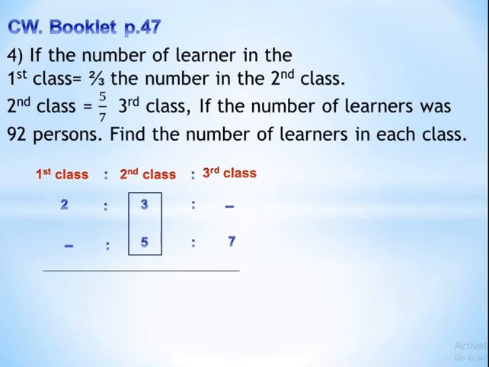Put the numbers inside the box, and this number jumps to the other space, and this number jumps to the other space, and we make multiplication. 2 times 5 equals 10, 3 times 5 equals 15, 3 times 7 equals 21. Here we don't have any simplification; this is the simplest form.